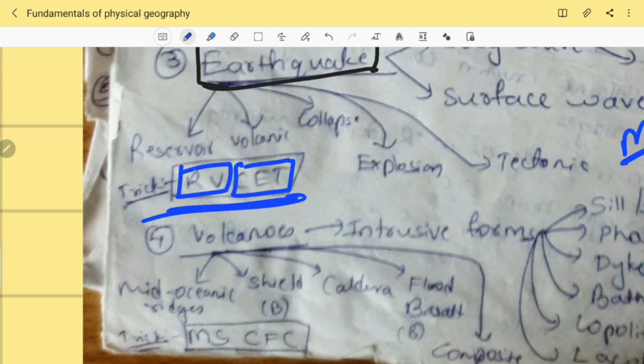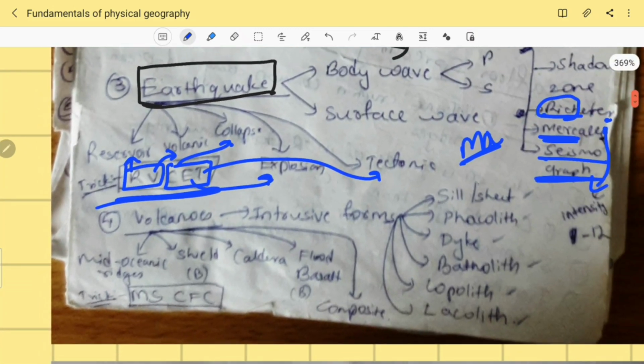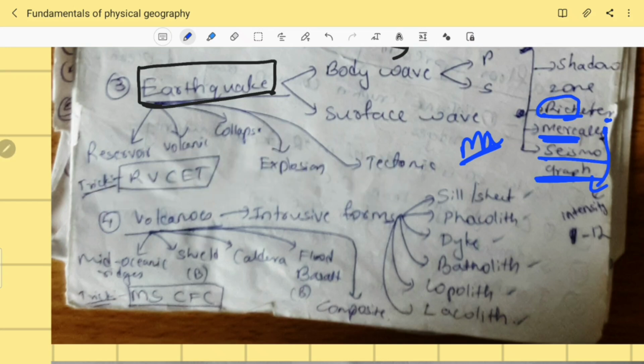So see, what does R represent? Reservoir earthquake. V represents volcanic earthquake, C represents collapse earthquake, E represents explosion earthquake, T represents tectonic earthquake. These are the different types of earthquakes which can be seen. Okay, so let's see each one of them in short.